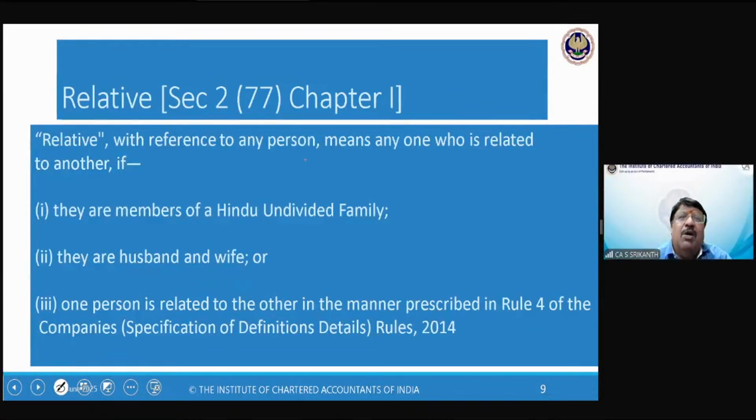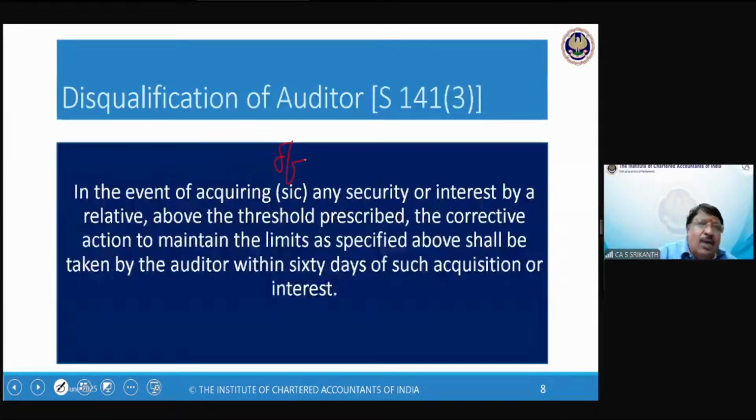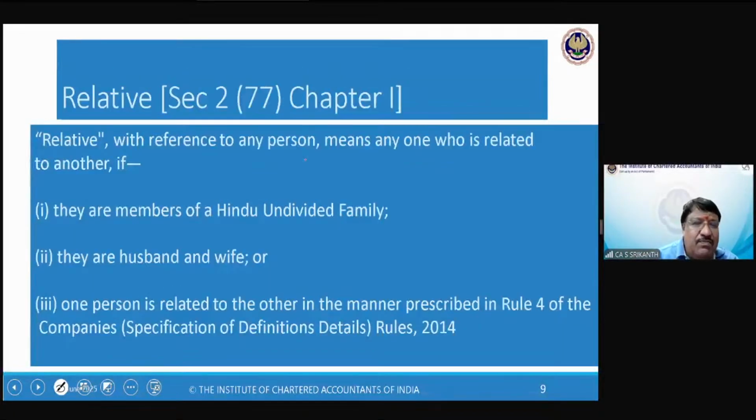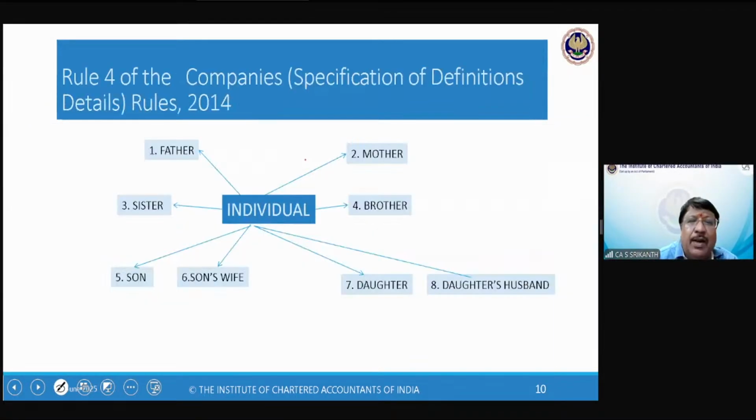Let's have a small break at this stage. I have quickly given the list, you can see here also. This is the relative. Husband, wife, related. Members of HUF related. These people are related. Other than this, no. Father, mother relative, sister, brother relative, that's all. Spouses, no. Son related, son's wife related. Daughter, daughter's husband. That's all.